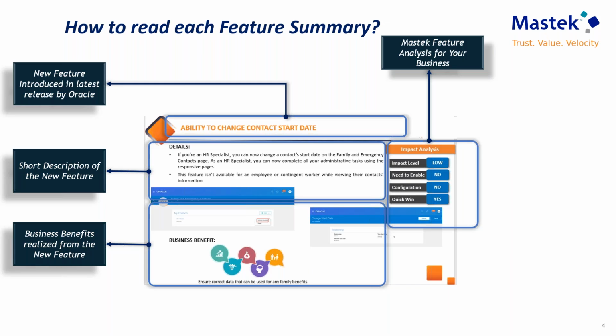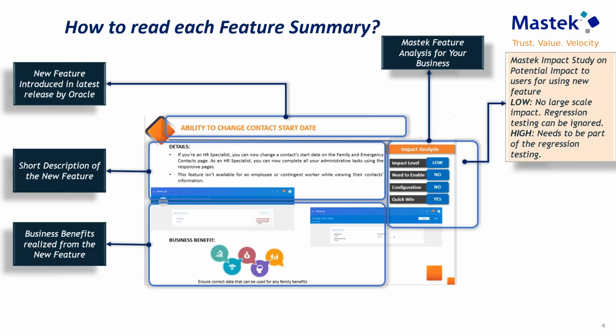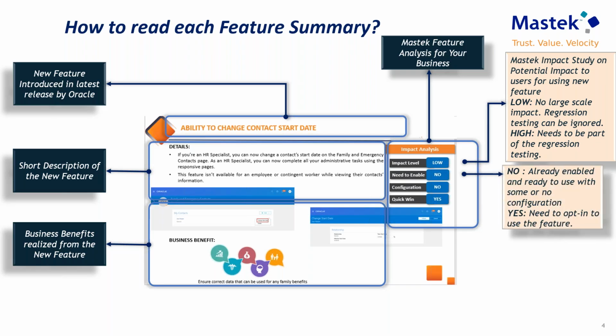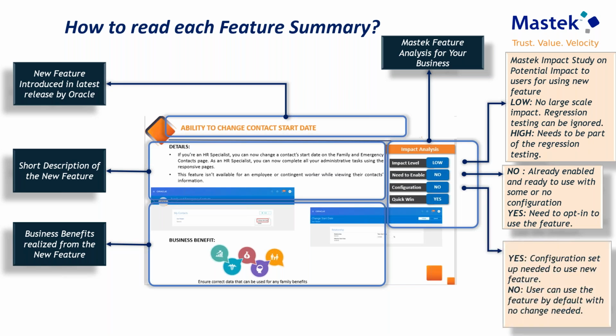Second, we are all aware that some features are enabled by default or auto-enabled by Oracle, and some we need to opt in for. Third highlights the nature of the feature. There may be certain configuration required, and some features can be used without any changes. And the last one is quick win. This term is used to convey what is ready to use by investing a minimum amount of time, or what requires a significant amount of time and effort to make use of the feature.